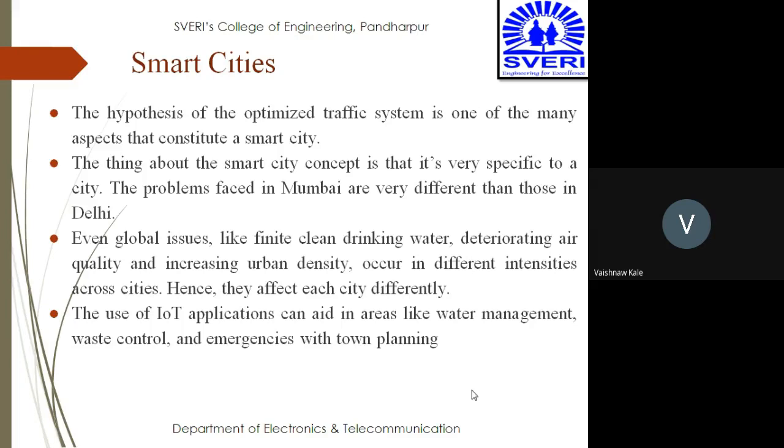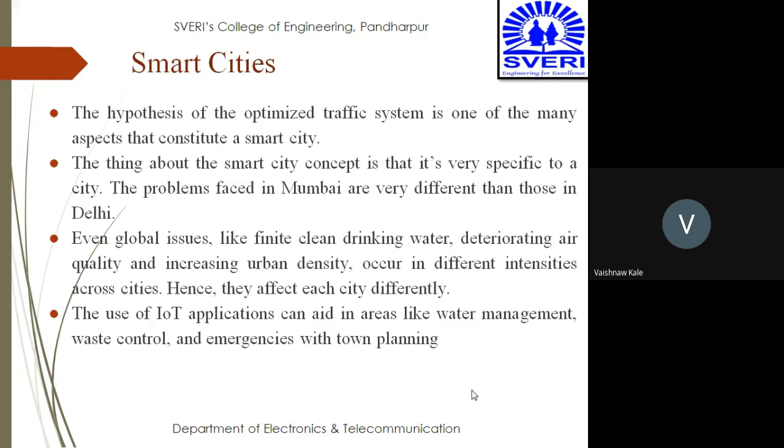The use of IoT applications can aid in areas like water management, waste control, and emergency with town planning. Again, these are the most important parts in order to make a city a smart city. Obviously, in areas like water management, that has to be done. Otherwise, there are some areas where water is given in a lot, and some areas where water management is not done properly. So obviously that is going to be a crucial part. In that case also, IoT can play a very crucial role.